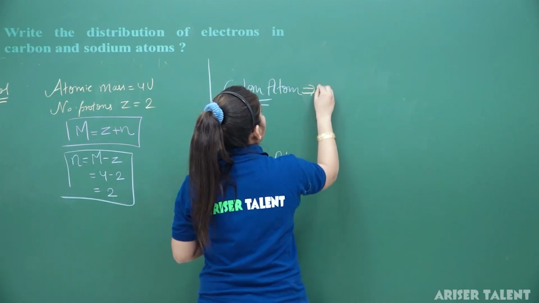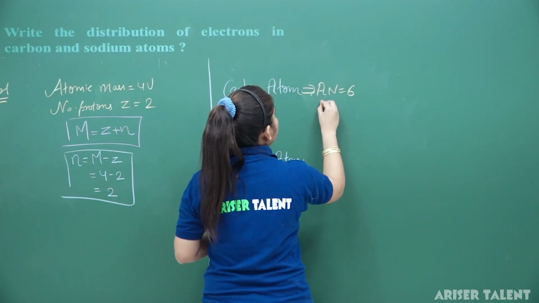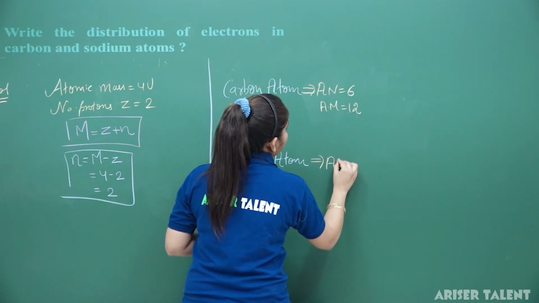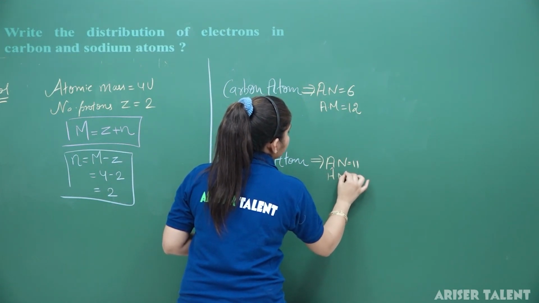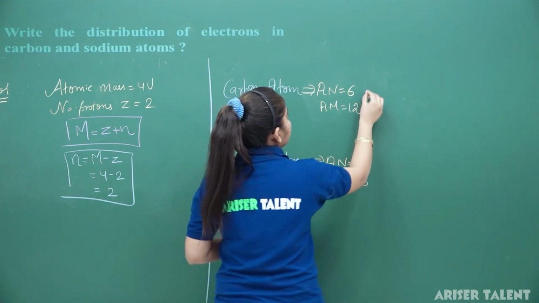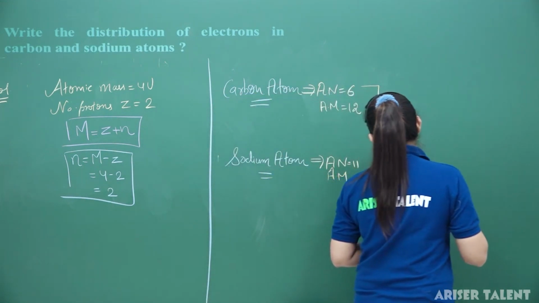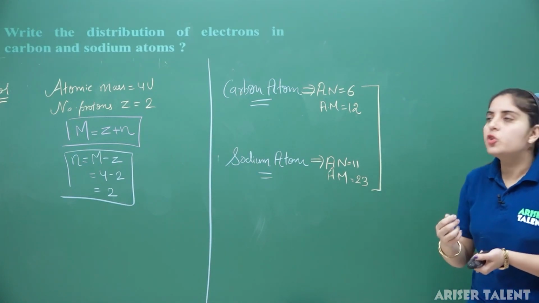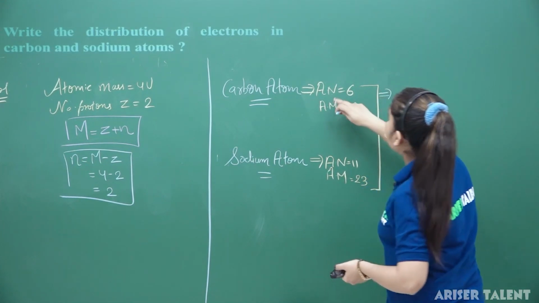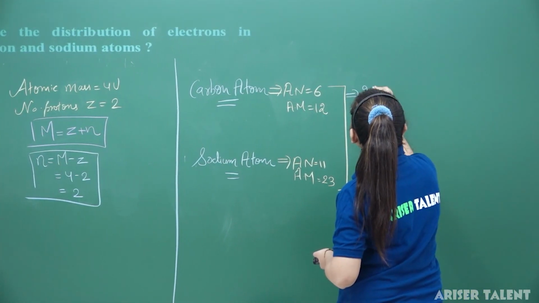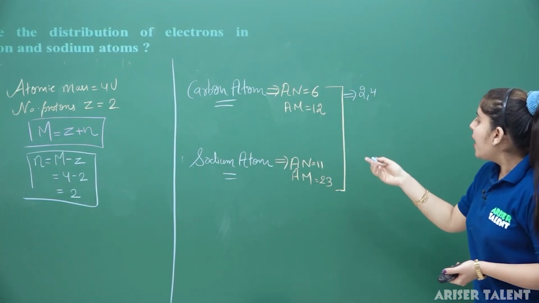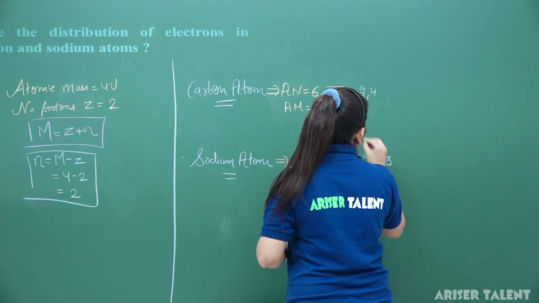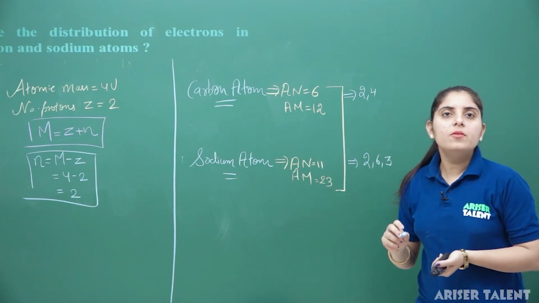Here we can write atomic number 6 and atomic mass 12. For sodium atom, we have atomic number 11 and atomic mass 23. So this is basically the number of protons and the total mass of the nuclei. Now we have to show the distribution of electrons. So for carbon, we have an electronic configuration 2 and 4, that will give us 6, and for atomic number 11 we have electronic configuration 2, 8 and 1, that will give us the number of electrons in the outermost shell.